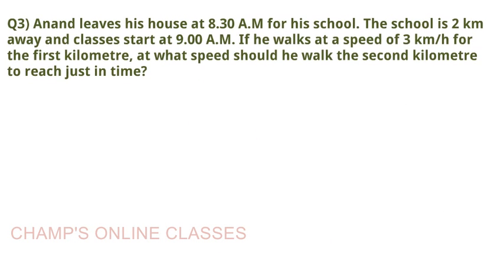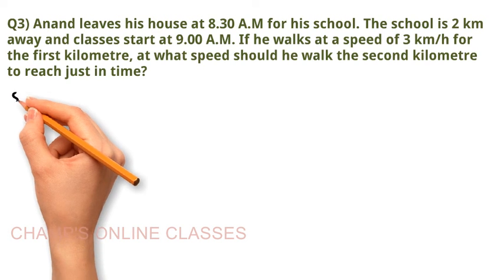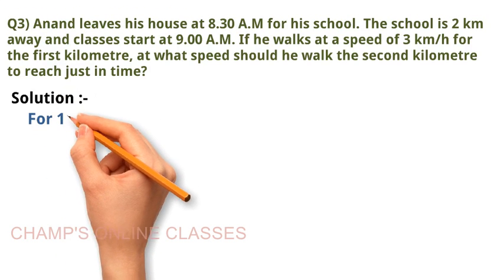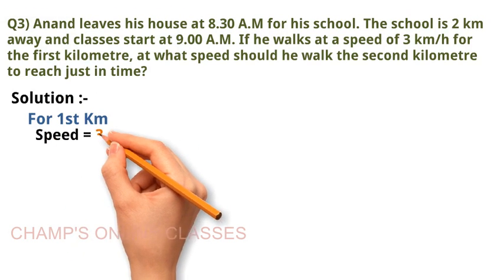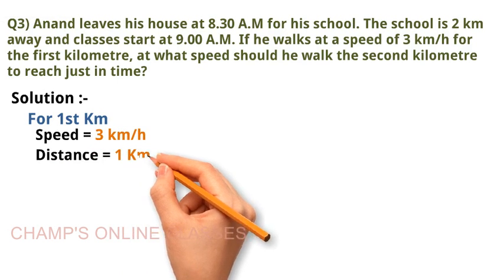Our third question, Anand leaves his house at 8:30 a.m. for his school. The school is 2 km away and classes start at 9 a.m. If he walks at a speed of 3 km per hour for the first kilometer, at what speed should he walk the second kilometer to reach just in time? So here we have to first calculate the time taken to cover the first kilometer. So let's calculate that. For first kilometer, speed is 3 km per hour, distance is 1 km.